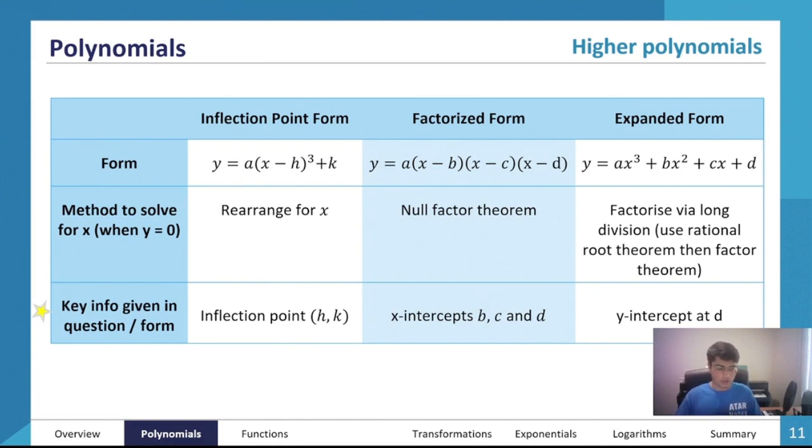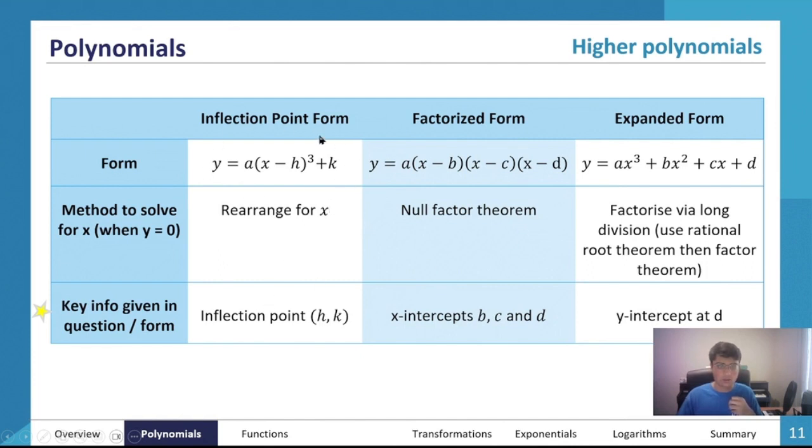The only thing that you should note though is when we're solving for x with the expanded form, when it comes to cubics and quartics, we're no longer just using the quadratic formula. We instead have to factorize via long division to get to factorized form. And the way we do that is using the rational root theorem and then the factor theorem. And then from there, we can apply the null factor theorem to solve for x when this cubic is equal to 0.